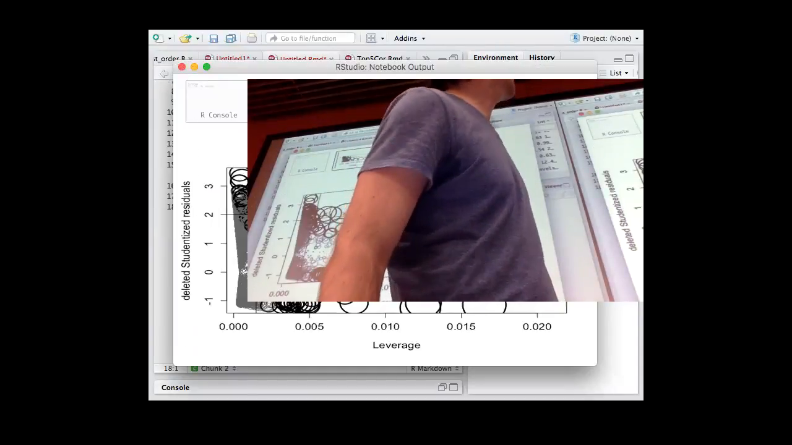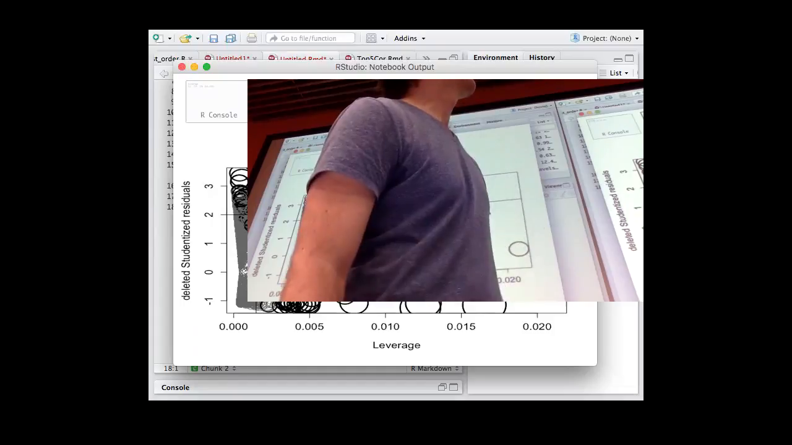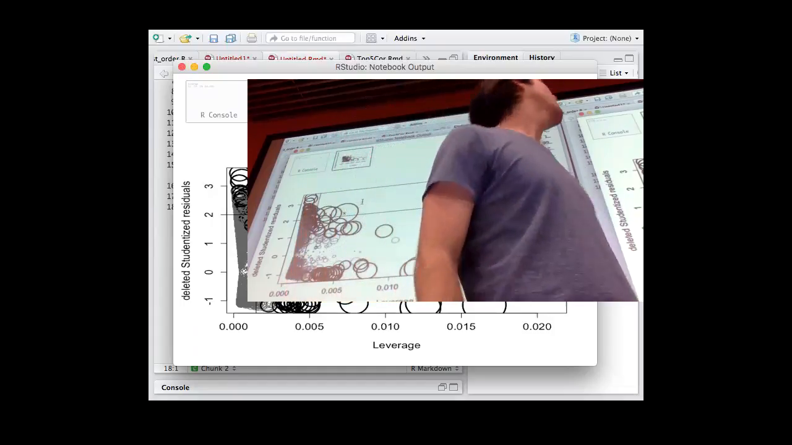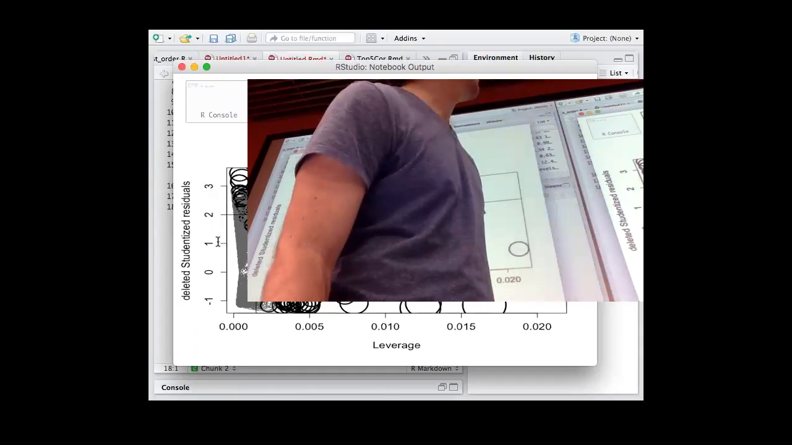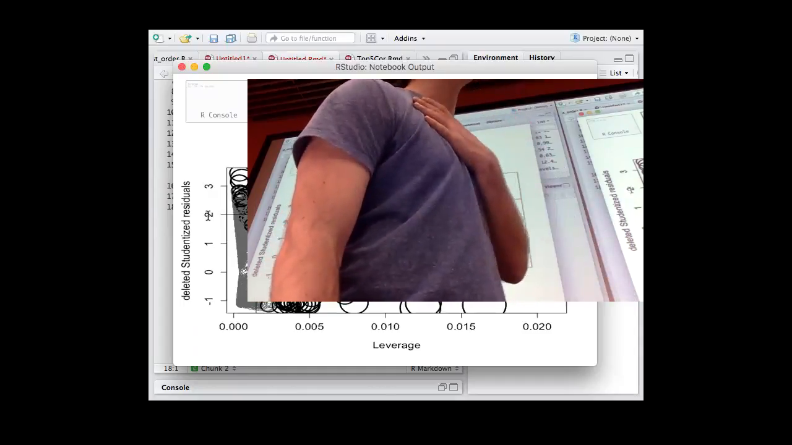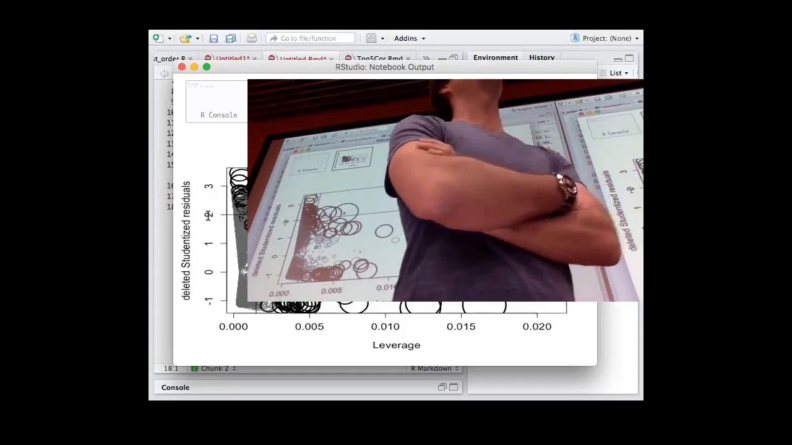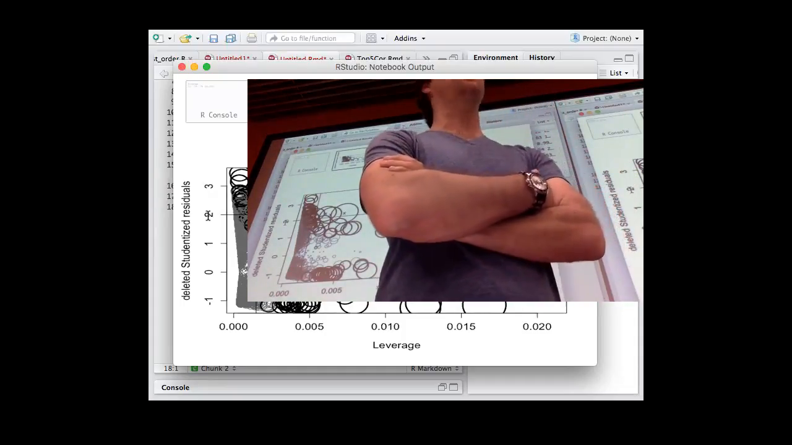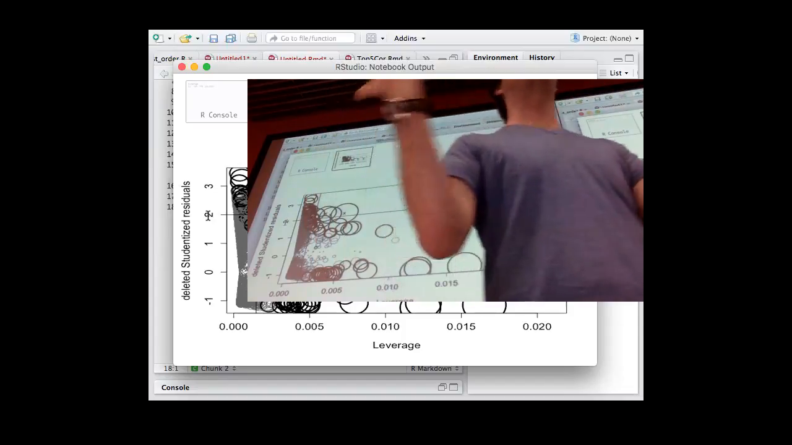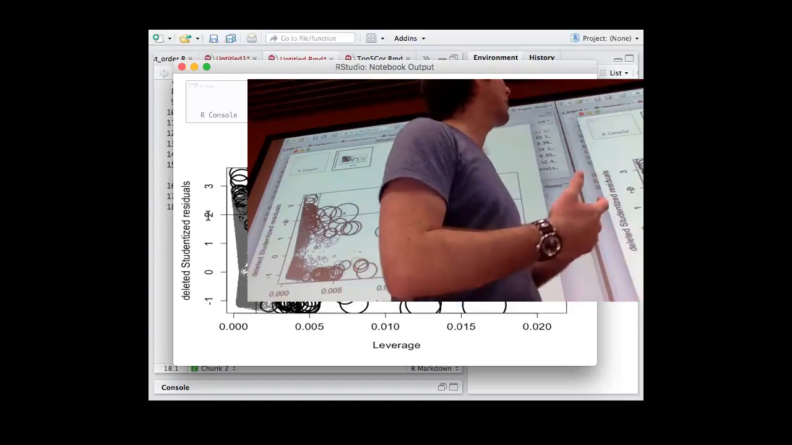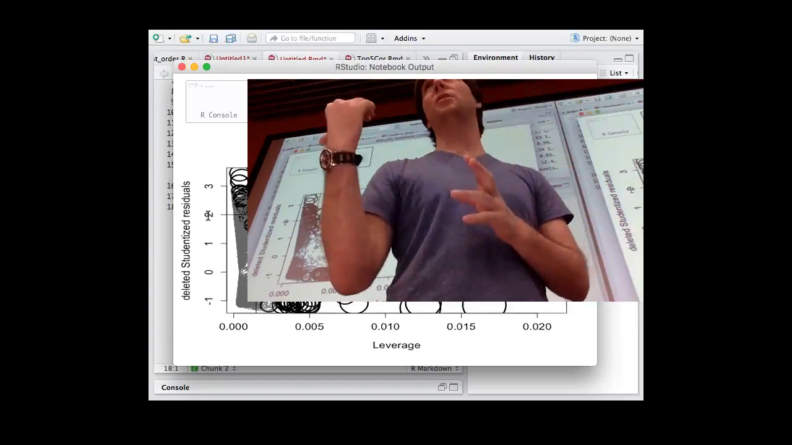All right, so the quadrants would be this one right here. Anything in this quadrant would get marked with an X. Does that make sense? Because these points have what? If they're up here, they have a deleted studentized residual of bigger than +2. Those only occur about 2.5% of the time, 68, 95, 5, 2.5. So 2.5% of the time we get a deleted studentized residual above 2.